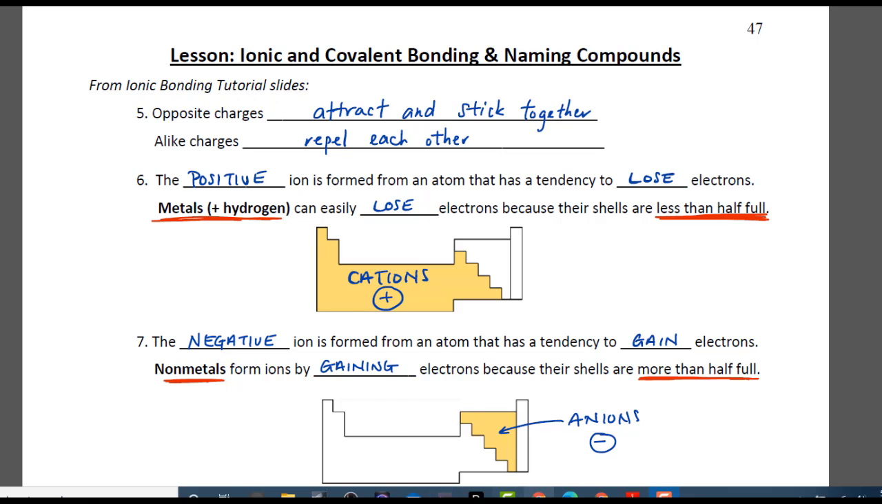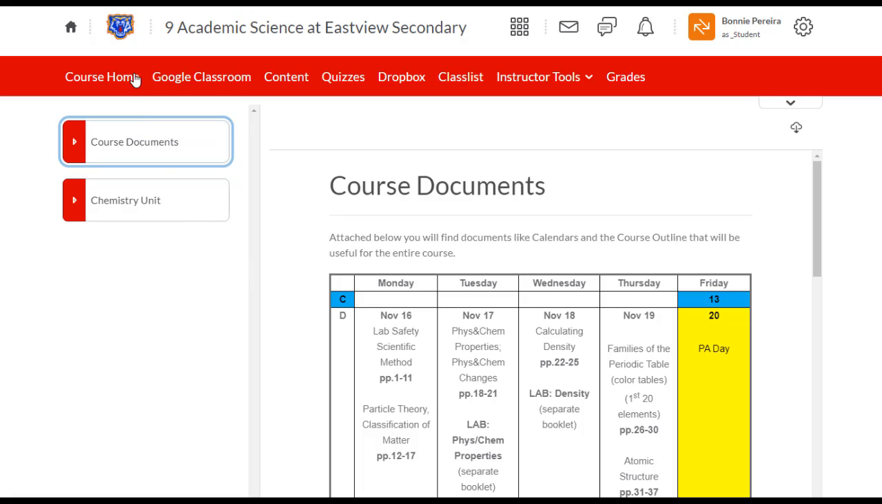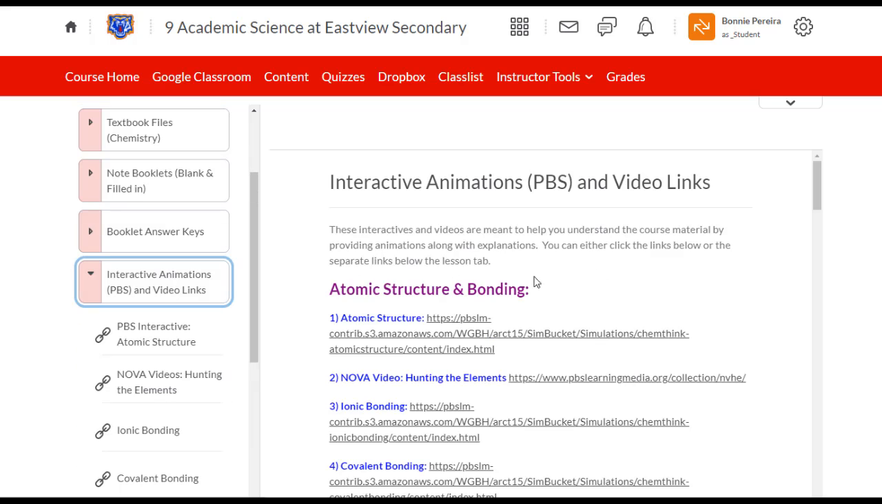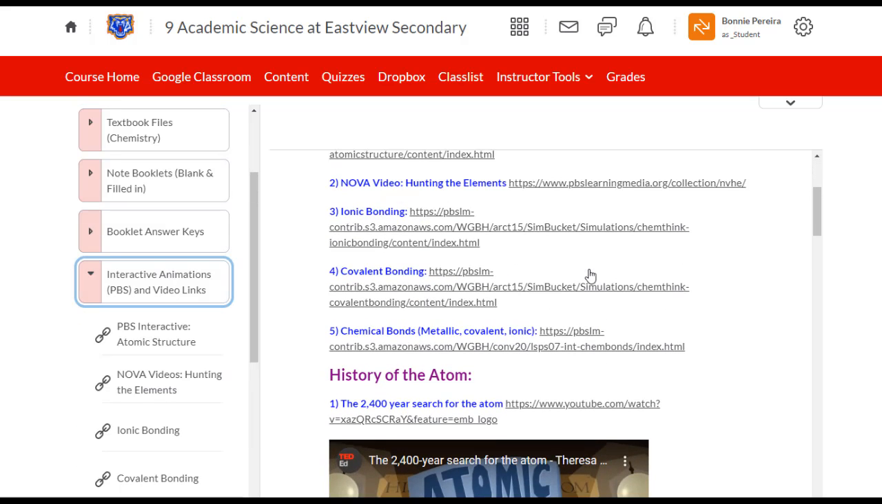So head over to our course homepage, okay, then go to the Contents tab, and you'll find this here. You're going to click on the chemistry unit. You can scroll down and you'll see interactive animations and video links. Click that. You're going to go and use the ionic bonding and the covalent bonding and the chemical bonding as well. Let's jump into the chemical bonding first so you get an idea of what's going on.